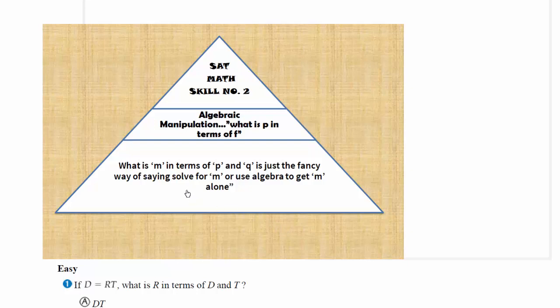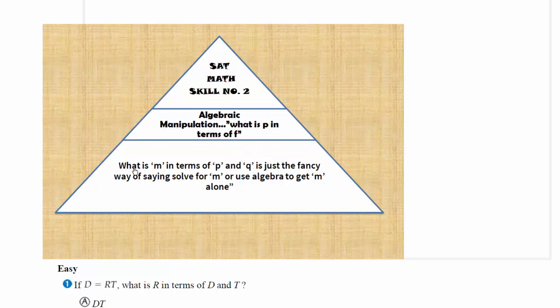So today we're going to learn the second skill of the top 40 most wanted SAT skills, by which we'll be able to conquer any question in the SAT. The second skill is related to algebraic manipulation, which is questions with variables. You have to express the variables in terms of other variables, like what is p in terms of f, what is m or n in terms of f, in terms of q. So these types of questions will come in the SAT.